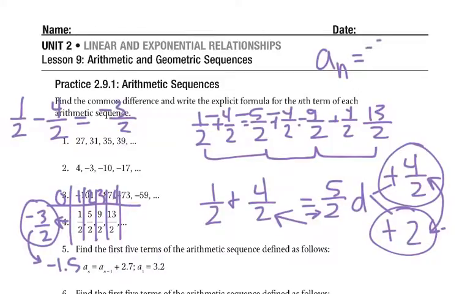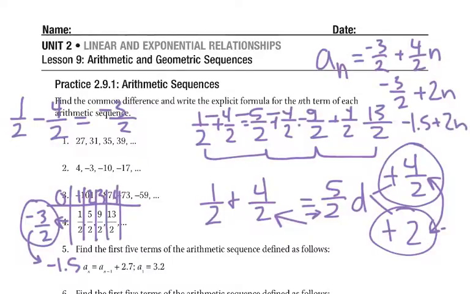A sub n equals negative 3/2 plus 4/2 times n. Or negative 3/2 plus 2 times n. Or negative 1.5 plus 2 times n. Either one of those would work.